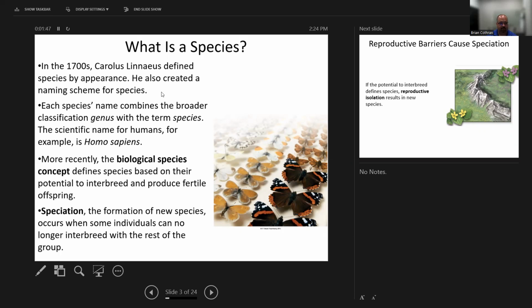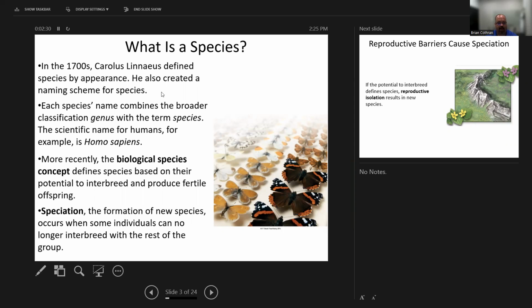More recently, the biological species concept defines species based on their potential to interbreed and produce fertile offspring. So genus kind of puts them into a classification, and then species means specific things. So for instance, Medicago sativa. Medicago sativa is a type of plant that, again, has a common name of alfalfa. Now, there's other medicagos. There's Medicago tricunculata, which is a black medic plant that is a cousin with that. And the genus infers that it's got a relationship. The species means that it's a particular one.